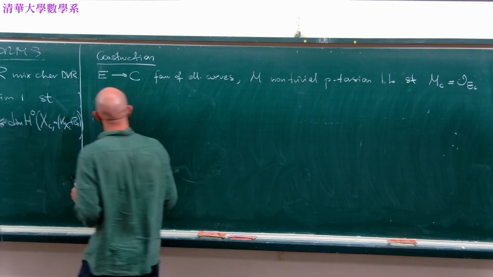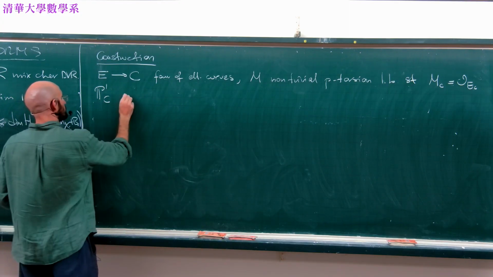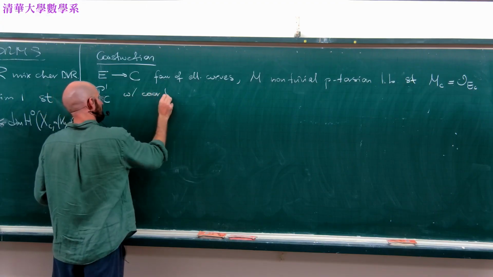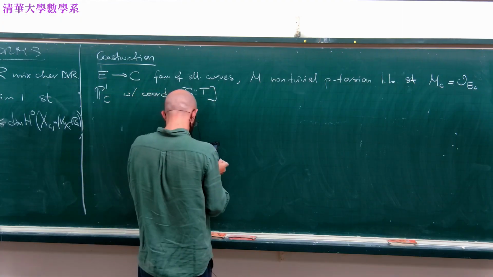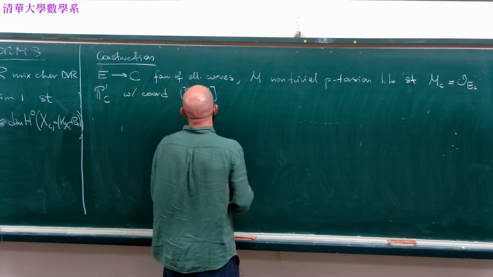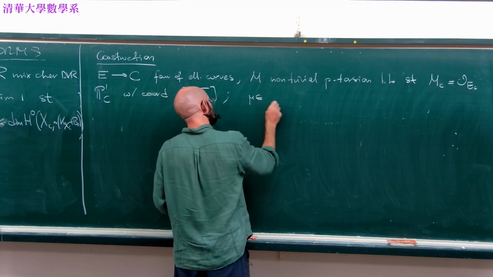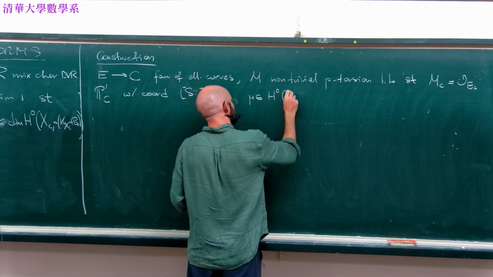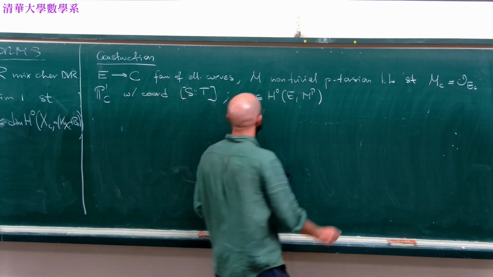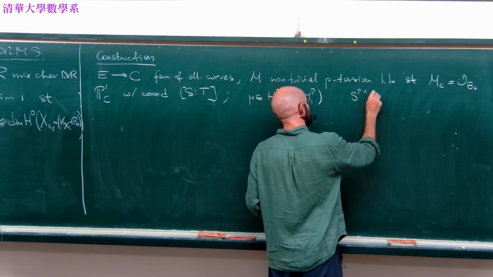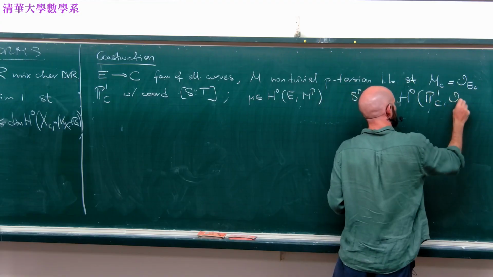Okay. Then I'm just going to take P1 over our parameter C with coordinates S, T. And then let me consider the following sections. So I take mu. This is a global section of M to the p. And then I'll take S to the p minus 1 times T. And this is a global section of O(p) on P1 over C.